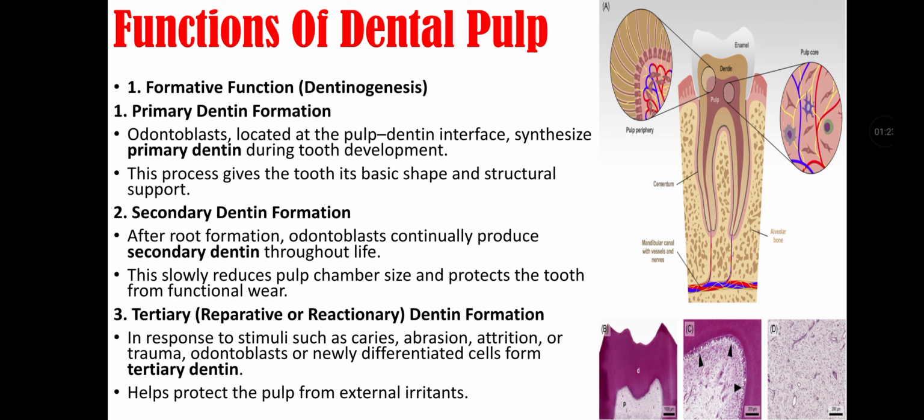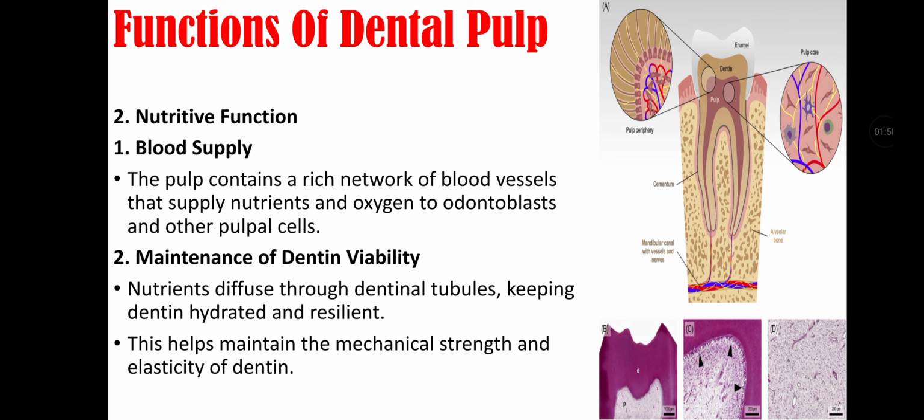Secondary dentine formation. After root formation, odontoblasts continuously produce secondary dentine throughout the life. This slowly reduces pulp chamber size and protects the tooth from functional wear. Tertiary dentine formation, that is also called as reparative or reactionary dentine formation. In response to stimuli such as caries, abrasion, attrition, or trauma, odontoblasts or newly differentiated cells form tertiary dentine. This helps protect the pulp from external irritants.